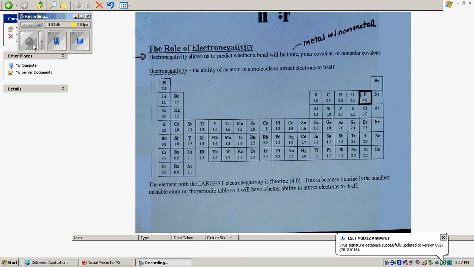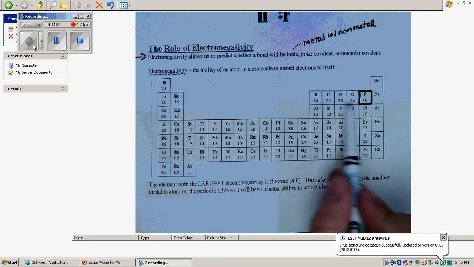I have no idea why. Please don't ask, because I really don't know. But they made it 4.0, and then all the other ones are relative to it.